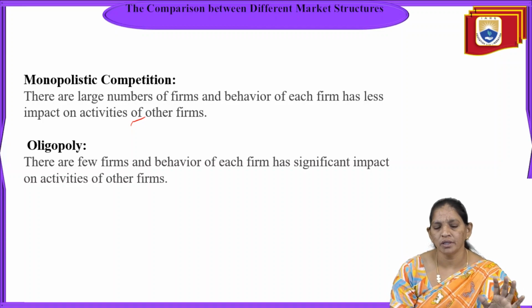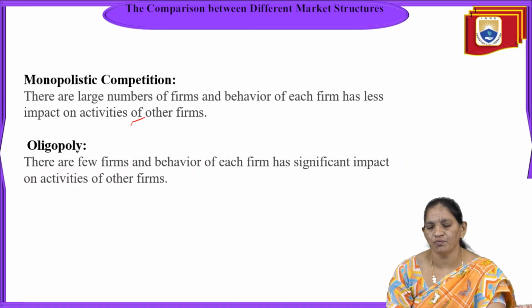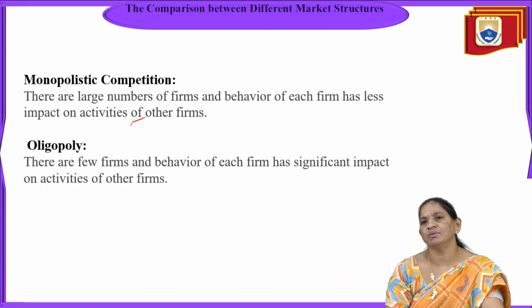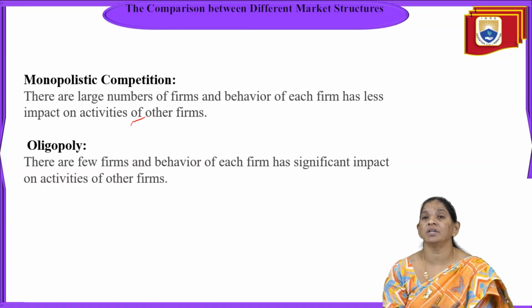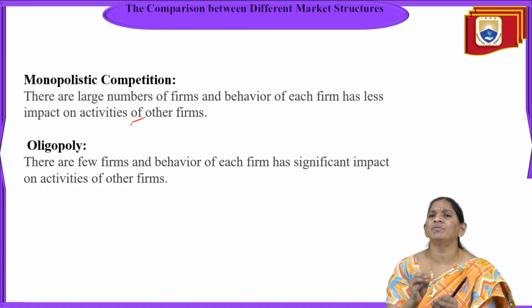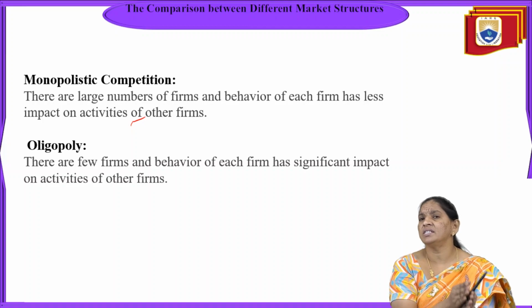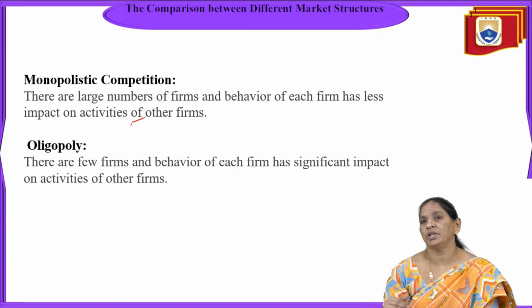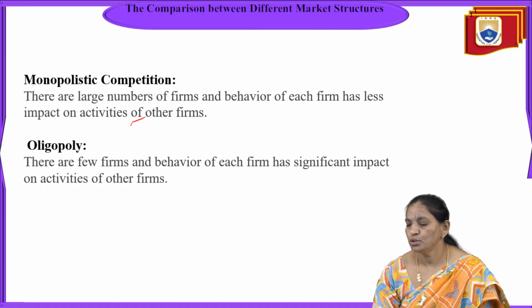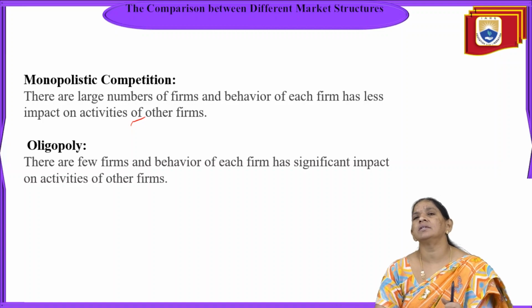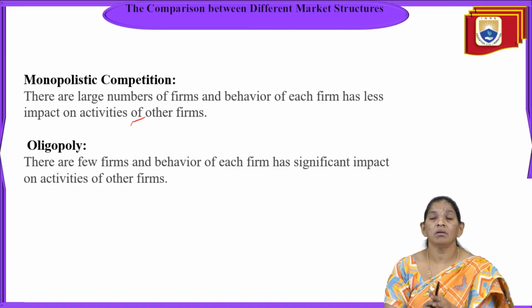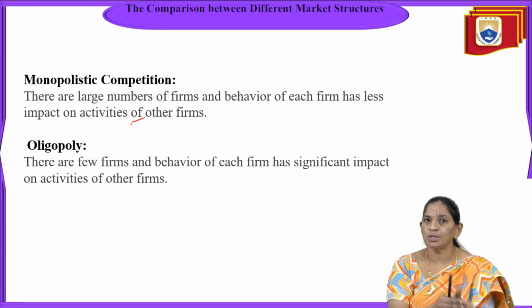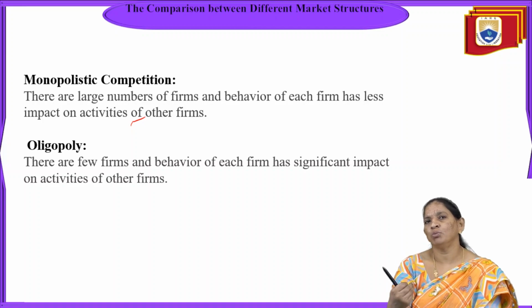But when you come under oligopoly, there are only a few firms, and the behavior of one firm has a significant impact upon the activities of the others, a large significant impact. Why? Because 3 or 4 or maybe 5 firms will be there. So if one decides on one factor, another will also have the same impact. So in this way, we can say that oligopoly has a large-scale impact by its behavior on other firms, and monopolistic competition has a little bit of impact.